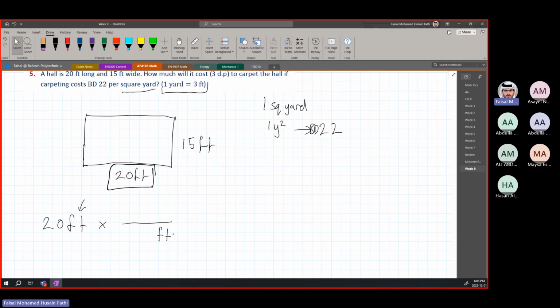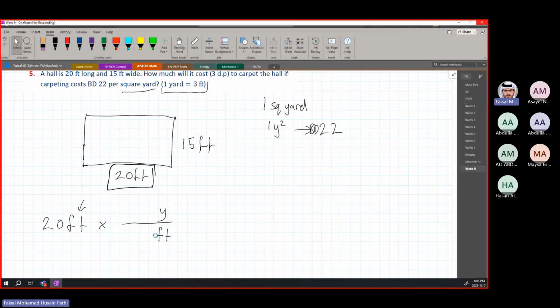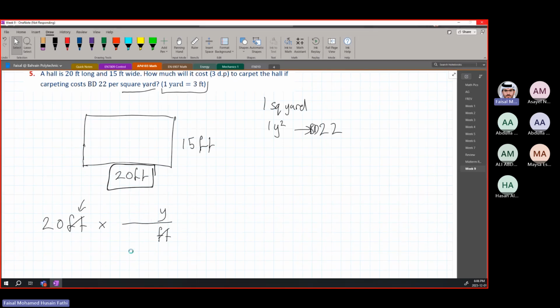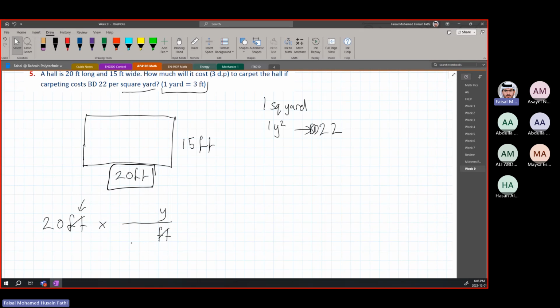And what are we converting this into? We are converting this into yard. So we will put whatever we're converting it into up, the yard. Now the feet will cancel. In the end, what remains is the yard, and the answer will be in yard. Now what's remaining? The numbers.